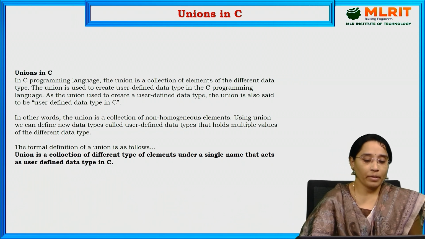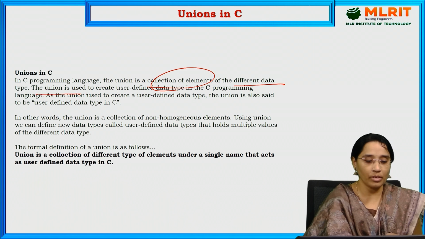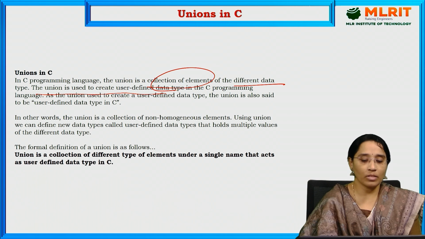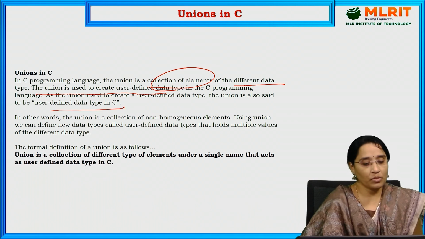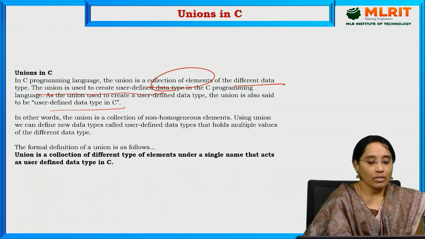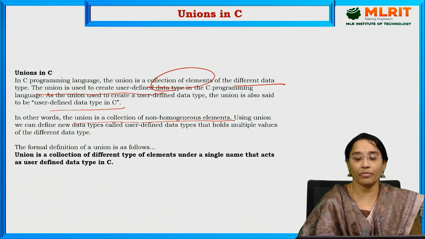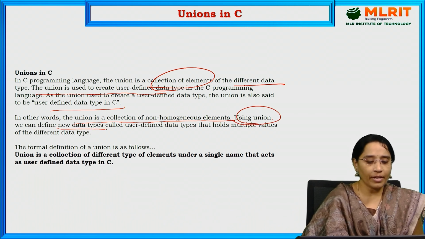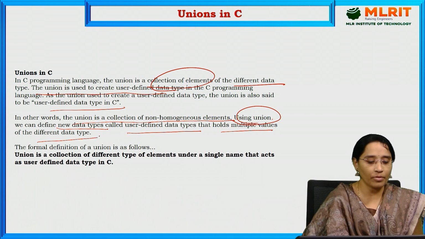In C programming language, union is a collection of elements of different data types. The union is used to create a user-defined data type. So as the union is used to create a user-defined data type, the union is also called user-defined data types in C. In other words, union is a collection of non-homogeneous elements. Like structures, if you want to group different elements of different types, you can use the concept of unions. We can define new data types called user-defined data types that hold multiple values of different data types.